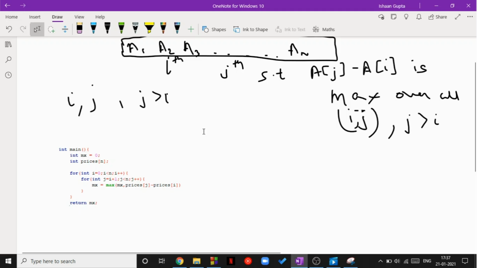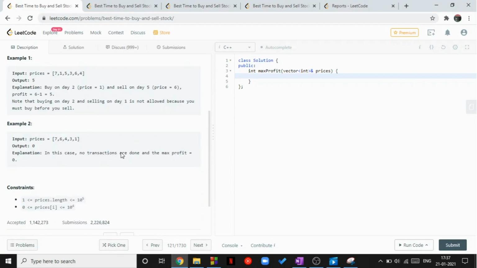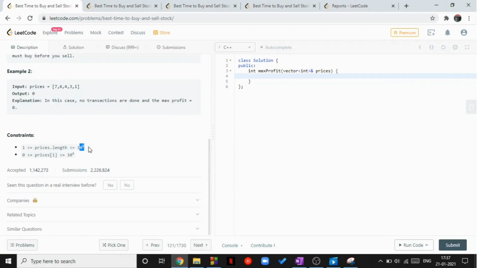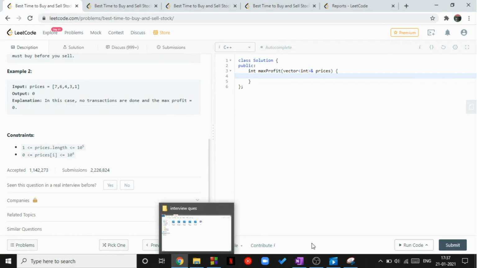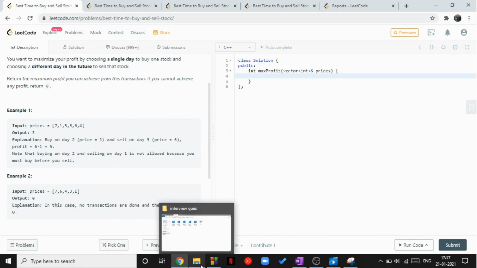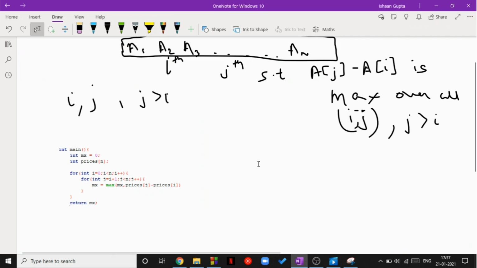But the problem is that the constraints are given in such a way that you have to solve it in less than n square. So it's basically not possible to solve it in n square given the constraints of the problem. Let's see the constraints. They are 10 raised to the power 5, and obviously n square will not work in this case. So what can we do to optimize this?